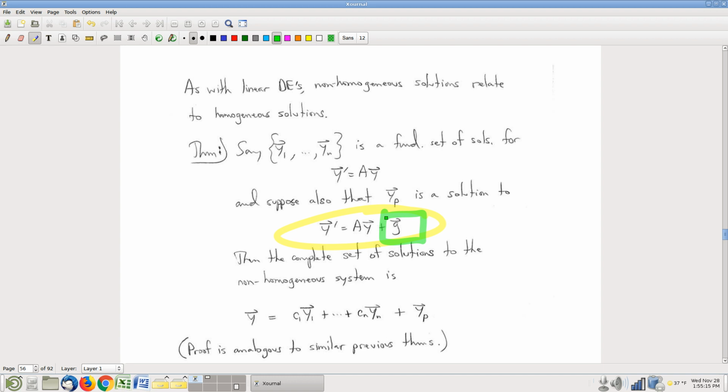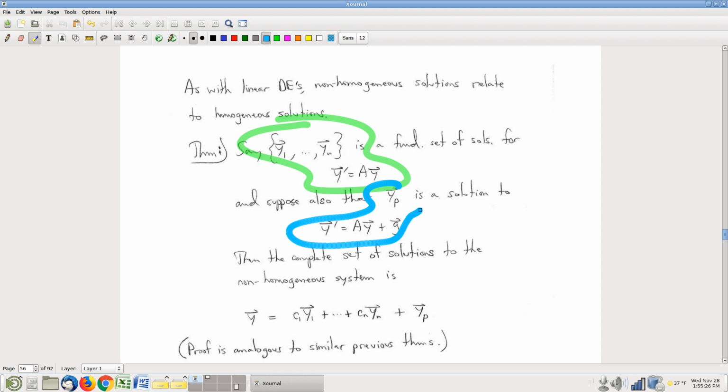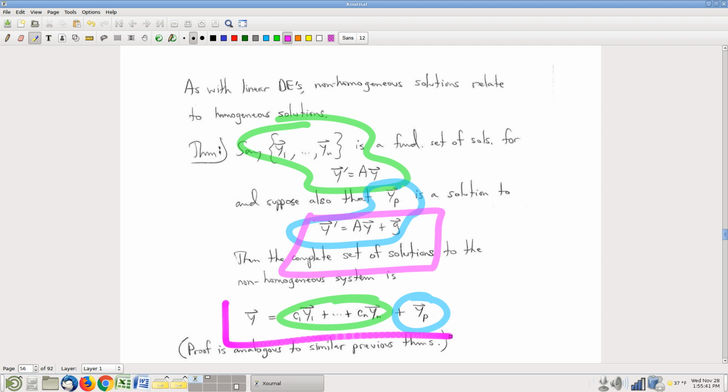Just add the particular solution with your homogeneous solutions, and that gives you your complete set of solutions. And the exact same thing works here in Chapter 6. So you see here, if we have a fundamental set of solutions, and if we have a particular solution, then the collection of all homogeneous solutions plus the particular one gives you the complete set of solutions to that non-homogeneous equation. It's just particular plus homogeneous, just like in Chapter 4.